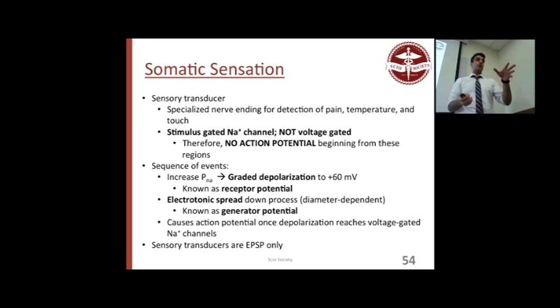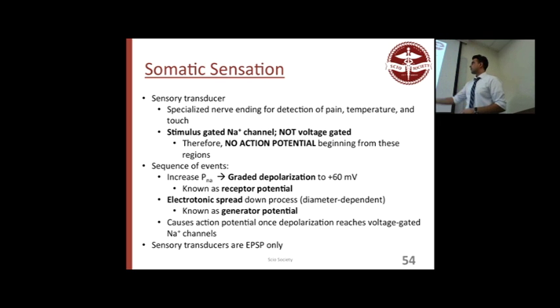Okay. So transducers, how they work is they don't have voltage-gated sodium channels. They'll have stimuli-gated sodium channels. So when you get more stimulus, more sodium enters the cell, and more sodium entering means more depolarization. They don't have voltage-gated channels at the transducers, but further down the axon where you have voltage-gated channels, you can get an action potential there. So as you increase your stimulus, more sodium comes in until you get to the threshold potential. That's where you see that curve.